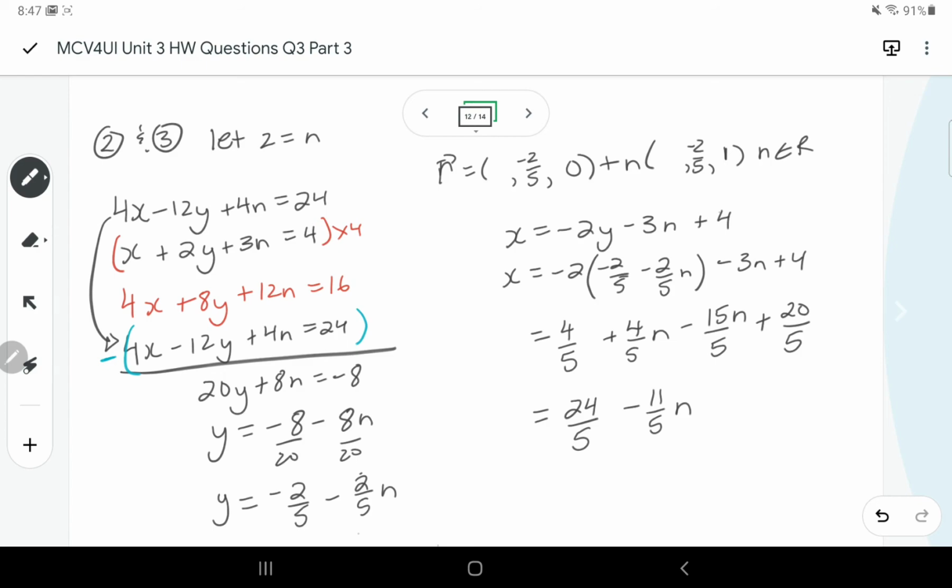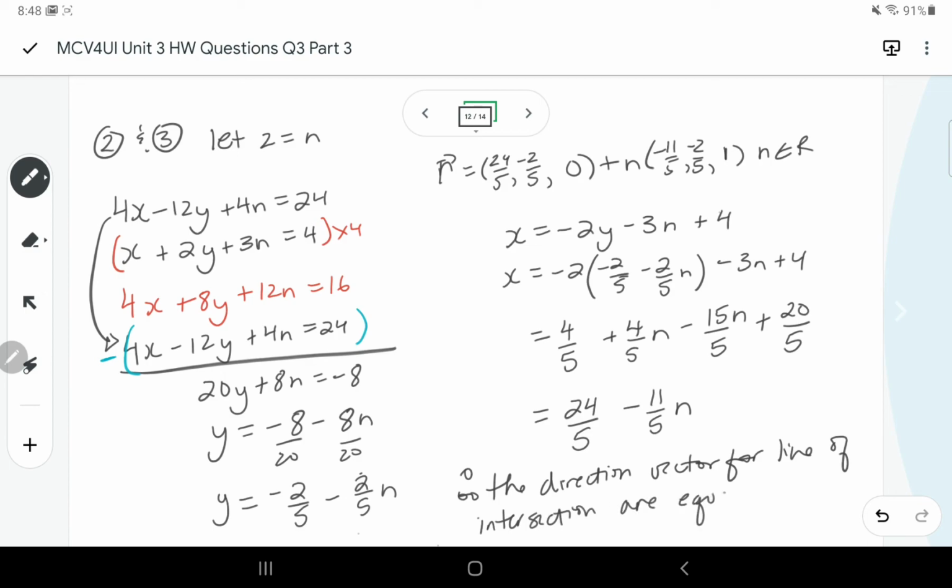So that I can fill those in. So we can say, therefore, the direction vectors for each line of intersection are equal, and maybe specify that those are your direction vectors that you're talking about. Therefore, they are parallel.